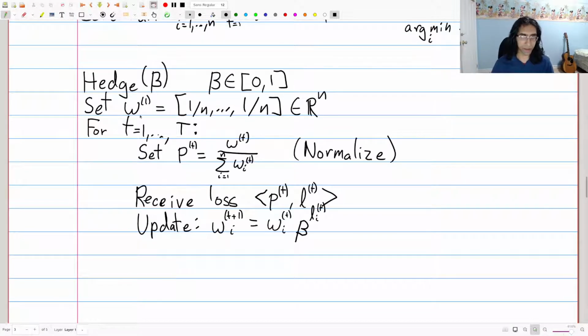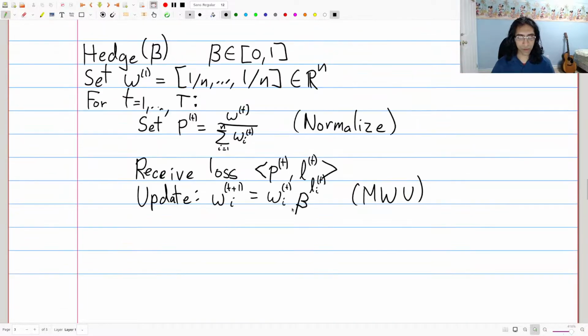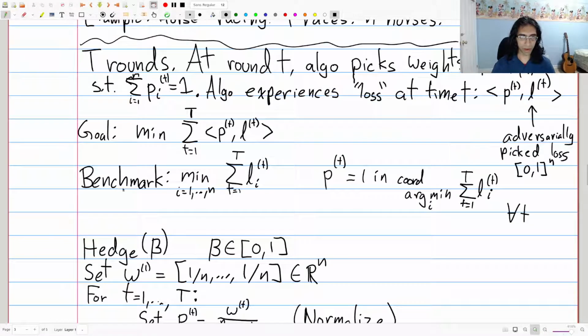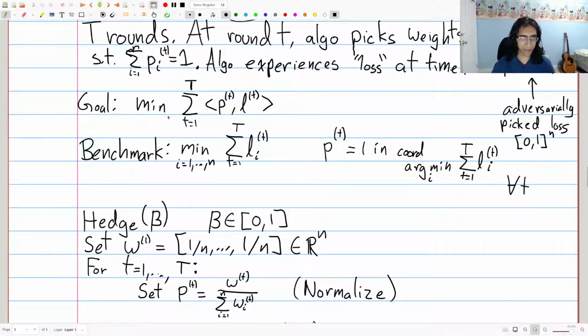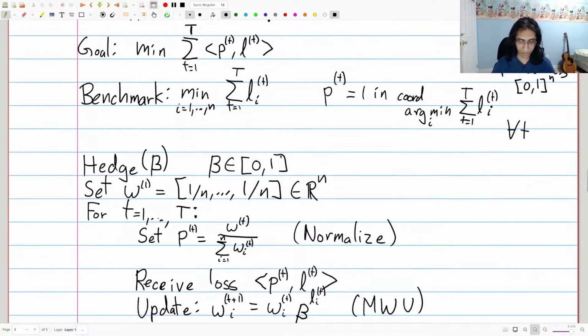And you just repeat this: every time you normalize your weights, then you receive some loss, and then you perform the multiplicative weight update rule. That's how it's sometimes called. Very, very simple algorithm. And the question is, how well does this algorithm really do? Does it achieve what we wanted? Well, obviously, otherwise I wouldn't have set it up like this. The idea is that indeed it'll get us a fairly low loss in comparison to this benchmark of the best in hindsight.